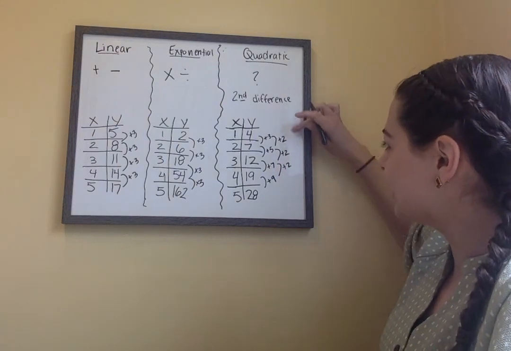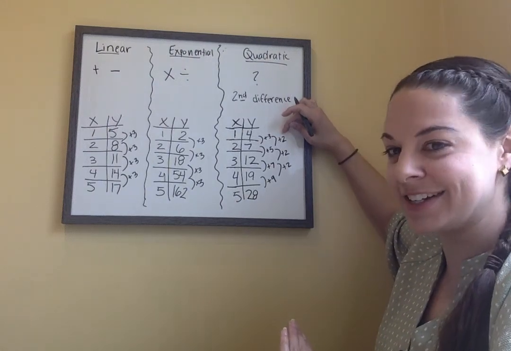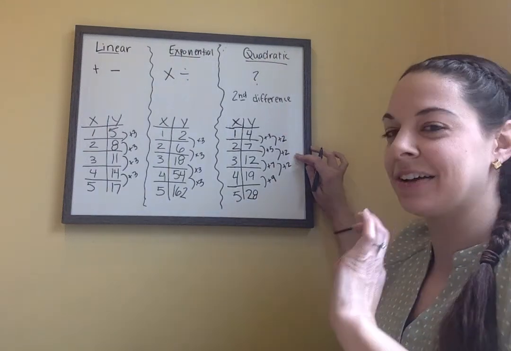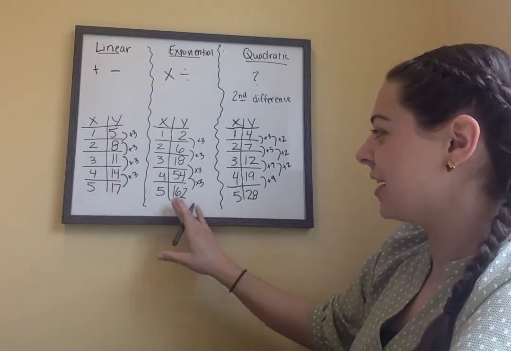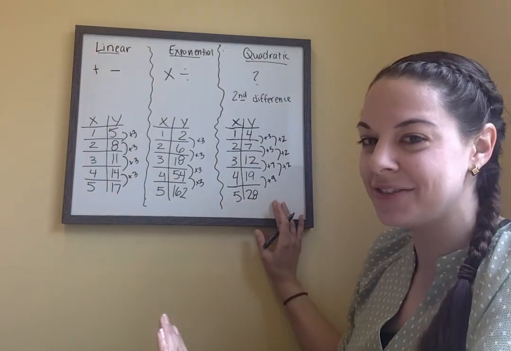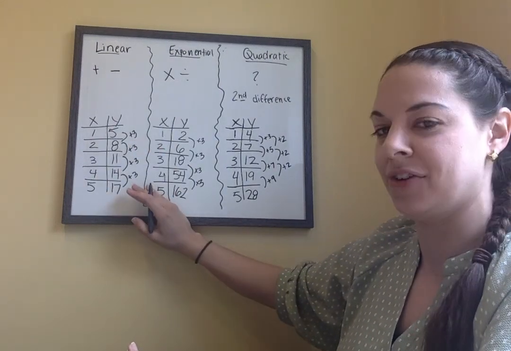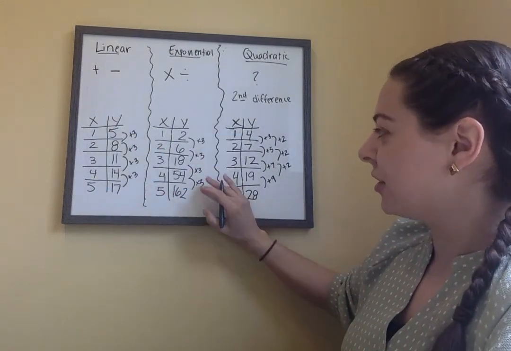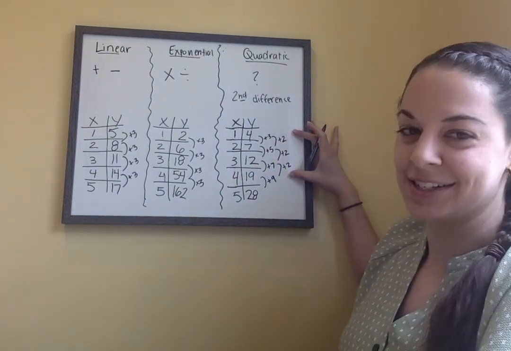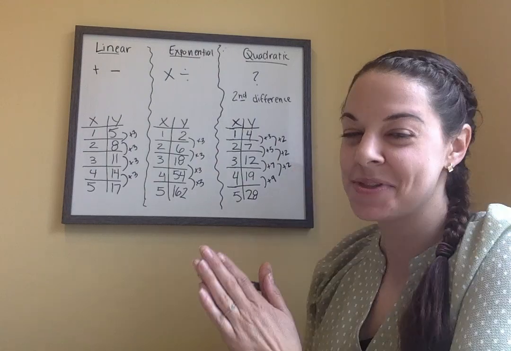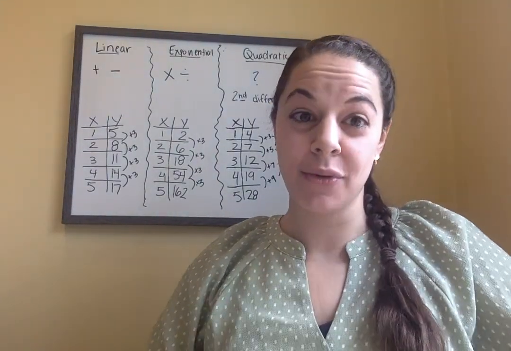This second difference, the difference of the differences, is the same, and that is a classic quadratic trait. So when you have to decide between linear, exponential, or quadratic, you now have the tools to decide: if you're adding or subtracting the same amount every time, if you're multiplying or dividing by the same amount every time, or if your second difference is the same every time. I hope this is everything that you need to help you with deciding if something is linear, quadratic, or exponential.